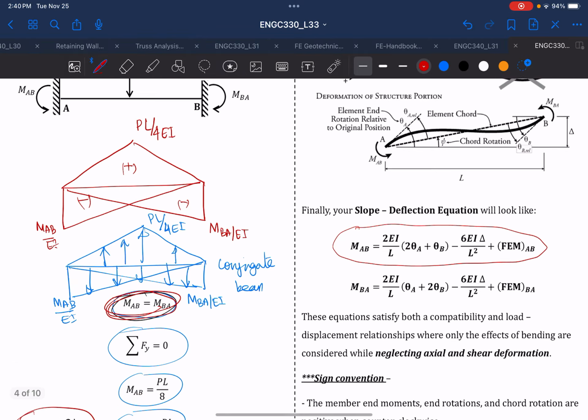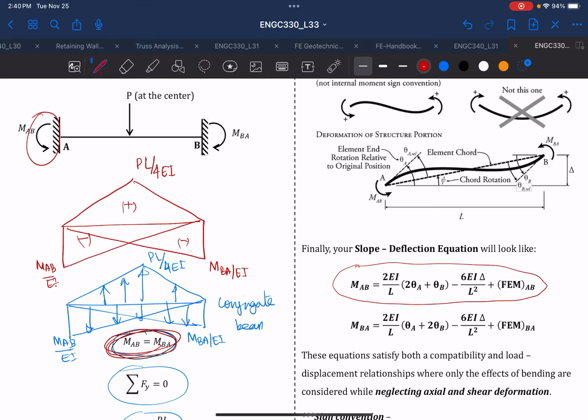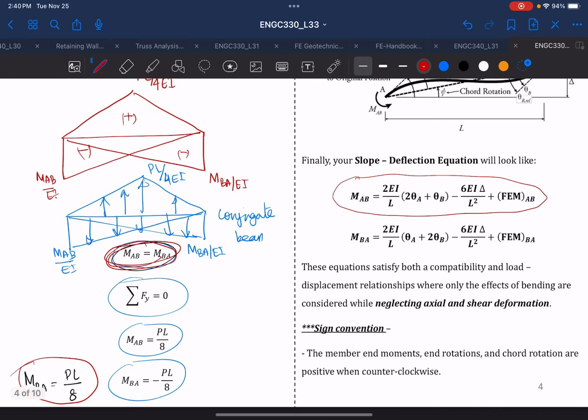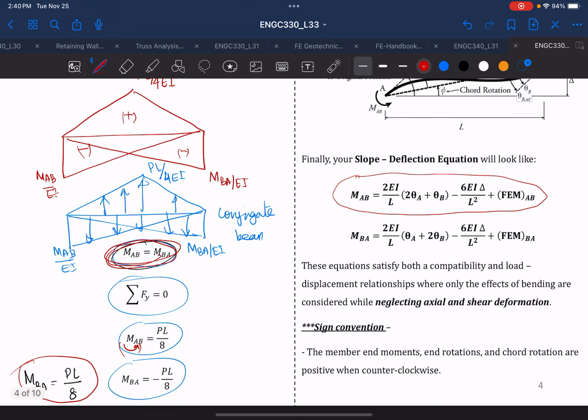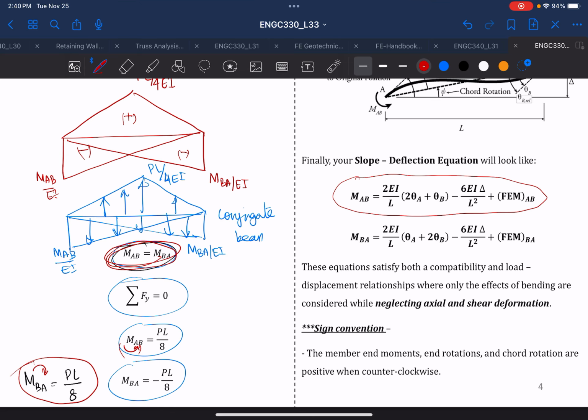But if you look at the moment direction, MAB is positive and it is counterclockwise, which is what we want. However, MBA is clockwise, so MBA is clockwise and it should be positive. But if we want to make it counterclockwise, then it'll become negative. So that's why you have negative.